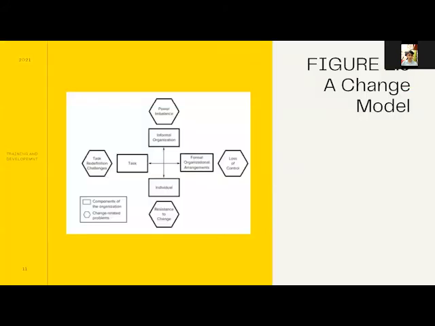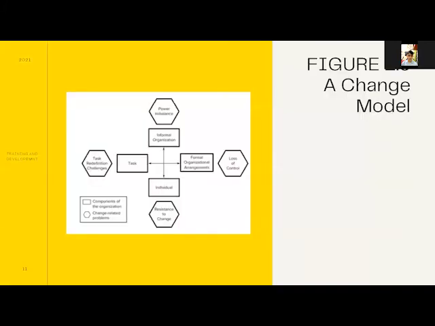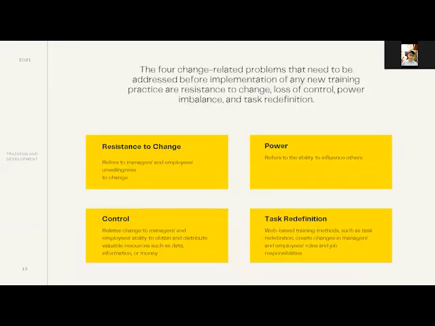So next, here's a figure, a change model rather. The process of change is based on the interaction among 4 components of the organization. So here are the 4 components of the organization. First, the task, and the second is the employees. The third, formal organizational arrangements, such as structures, processes, and systems. 4, informal organization, communication patterns, values, and norms.